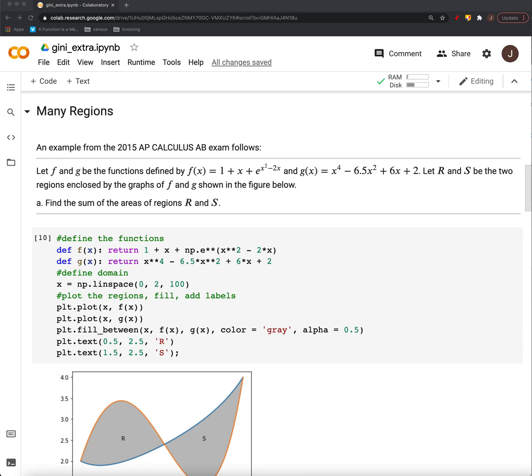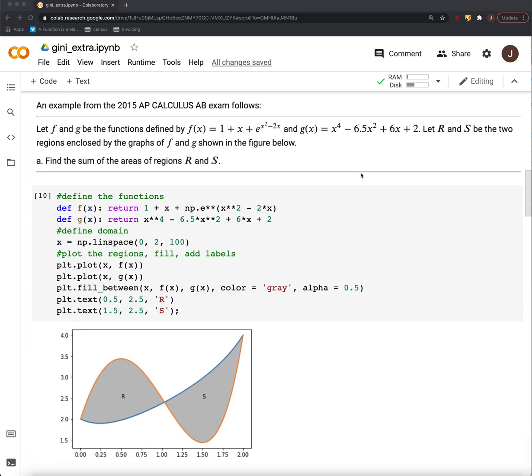All right, so now that we have the basics of the area between two curves, let's look at a little more complex example, when we have a couple of regions. This problem comes from the 2015 AP Calc AB free response questions. Function f, 1 plus x e to the x squared minus 2x, and function g, x to the fourth, and so on. We're going to look at these on the domain from 0 to 2.